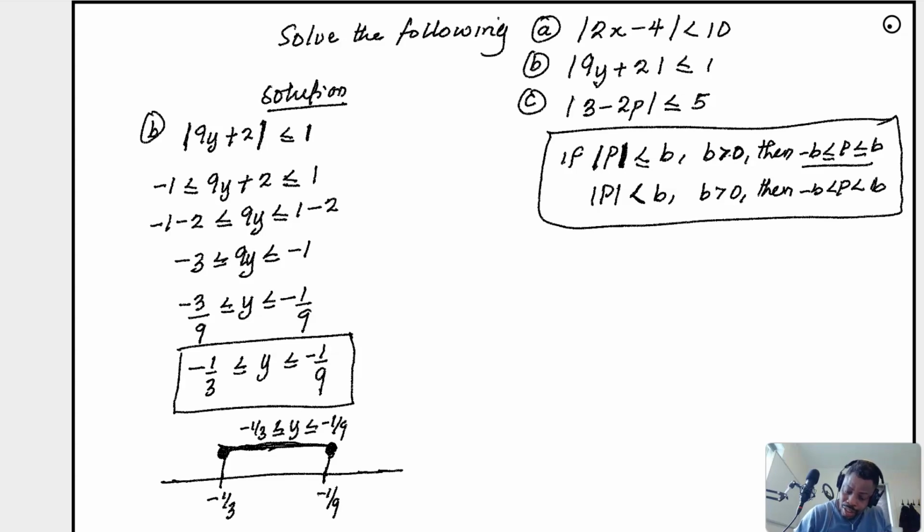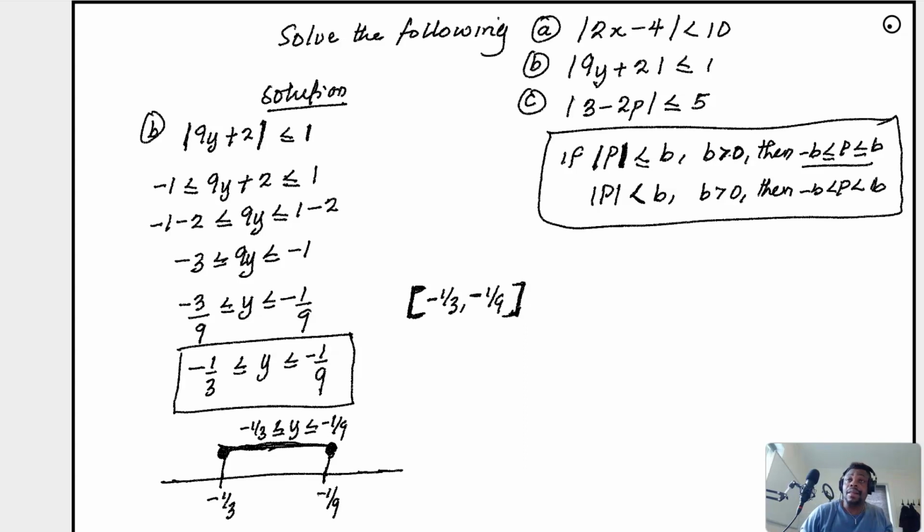Okay? So the solution here is that I'm going to use a square bracket. Why? Because it is inclusive, because it's shaded. So that is minus 1 over 3, then minus 1 over 9. Easy.